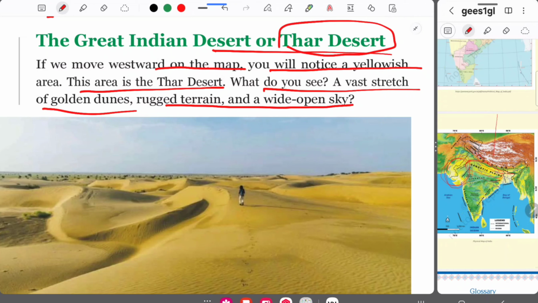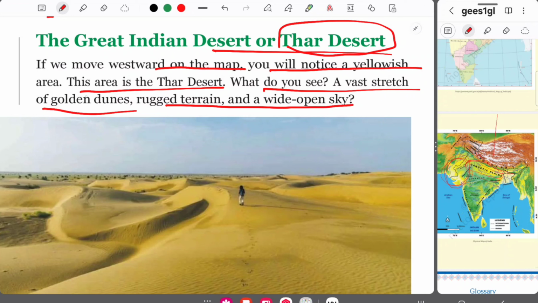And the majority of the area, okay, more of that area is in India, which is in the state of Rajasthan especially, okay. Not only in Rajasthan, there are other states also which are mentioned here, okay. In Gujarat, Haryana and Punjab also you can see.